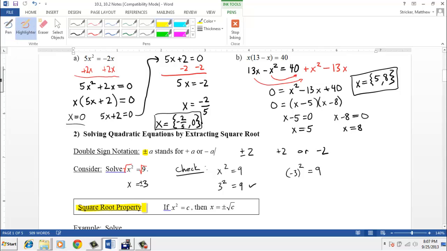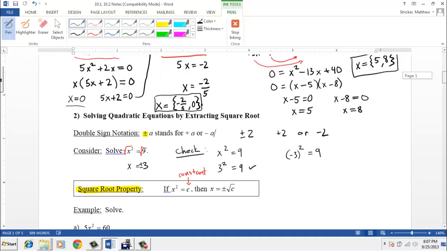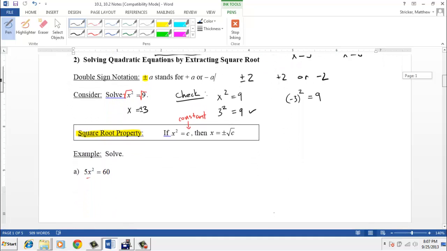In the square root property, we see that when I have something squared equal to a number, and this is a constant we're talking about here, some number, then the answer is always written as x is equal to plus or minus the square root of that number. That's the square root property. And so let's see how this works in an example.